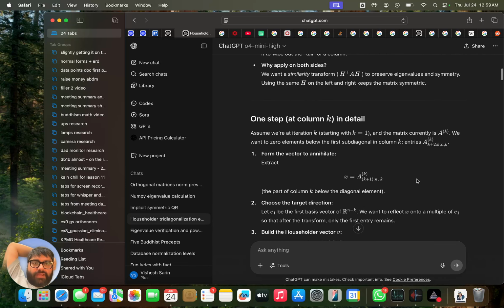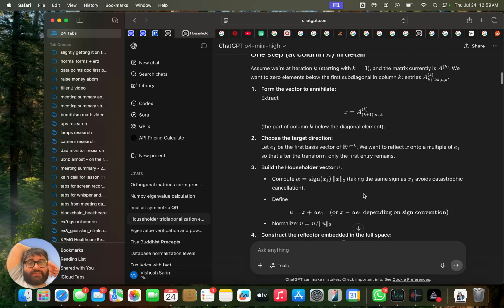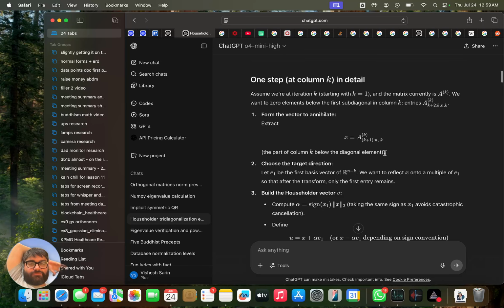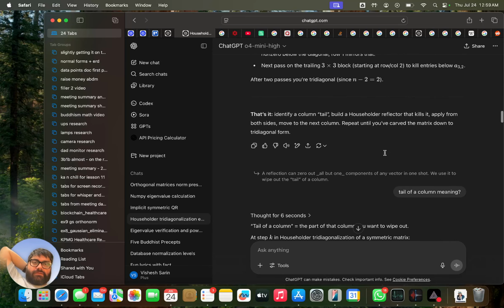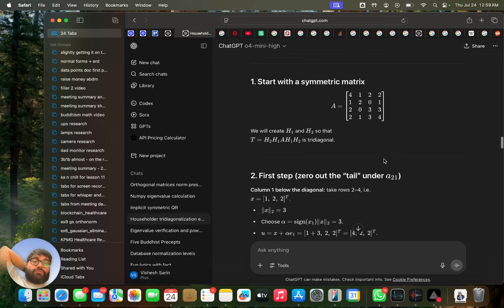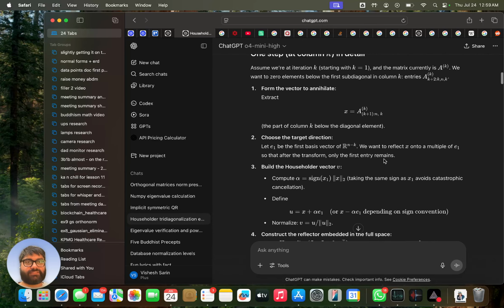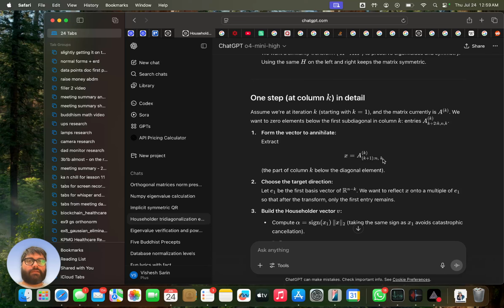So I'm going to try and read the official description, because I honestly did not understand this the first time, where they're describing an iterator, and then I made it run through a couple of examples. I made it run through one example, like a 4x4 example, before I got it. So I'm going to try and see if I can read this and understand it. So, one step at column K. In this case, column K is, let's say, 1 for the first step, right?